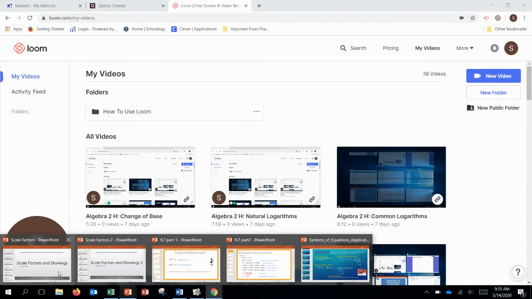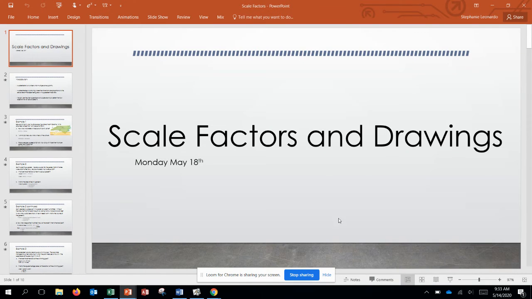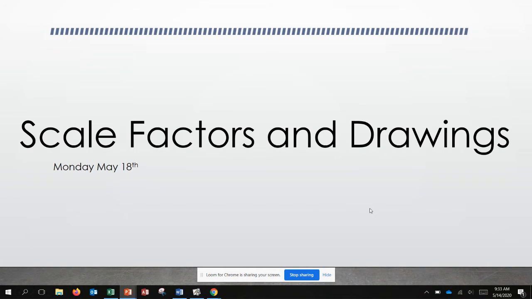Hope you're doing well. Today we are going to start talking about scale factors and scale drawings. Scale factors and scale drawings allow us to use plans that were given in the world, such as a floor plan or some sort of architectural plan or a construction plan, and they allow us to scale up to find out how big something is in real life. So we're going to look at some examples of that today.